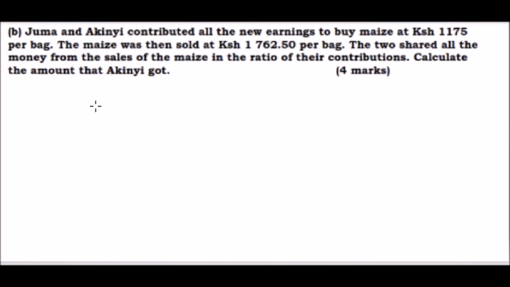Now, the total earnings was 14,100. A bag was costing 1,175. So when you divide that, you can get the number of bags they were able to buy with the money they got. So when you divide that, you get that they were able to buy 12 bags of maize.